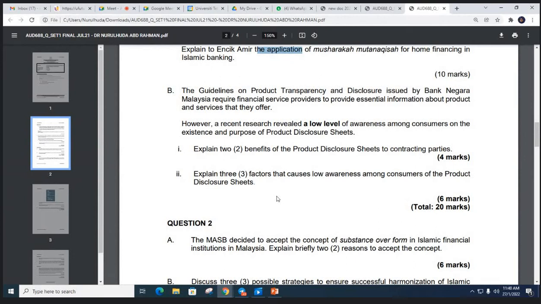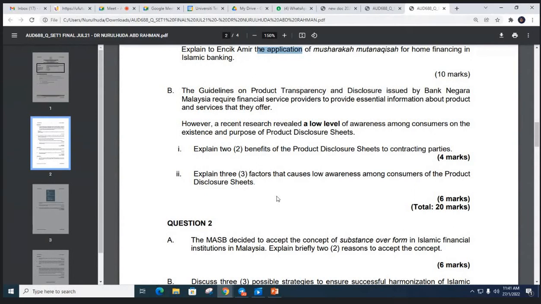So they take things for granted, for example. Okay. And then what else? Maybe some institutions, they will only give the product disclosure sheet after the customer decide that they want to apply for financing at their bank. Bila dia dah nak apply, dah setuju, baru dia nak tunjuk product disclosure sheet. So customer are not aware that they can have a look at the product disclosure sheet beforehand.